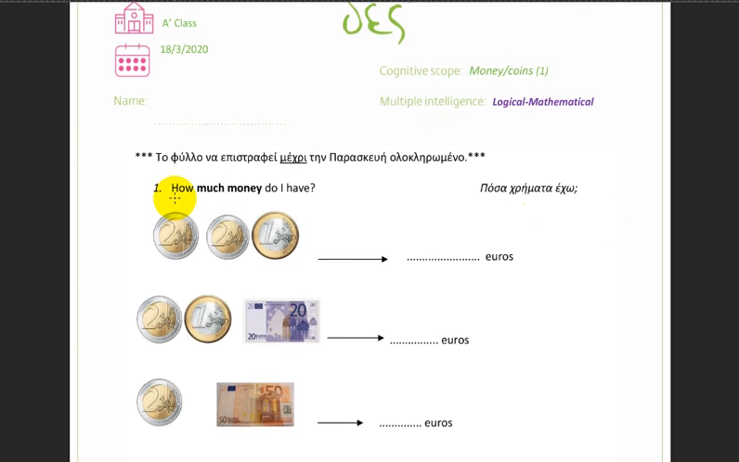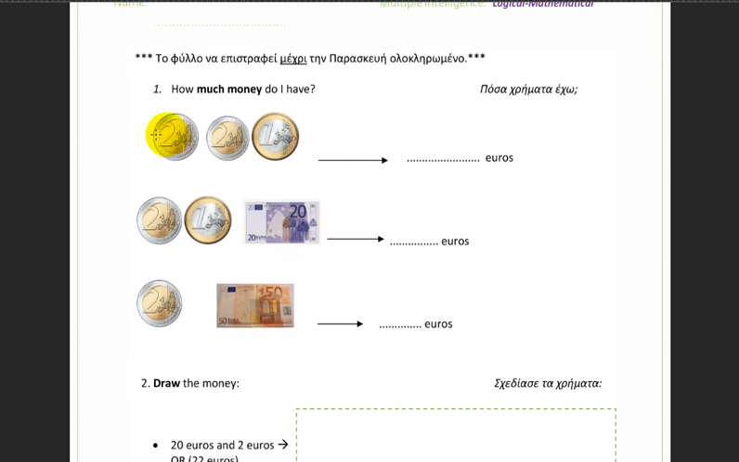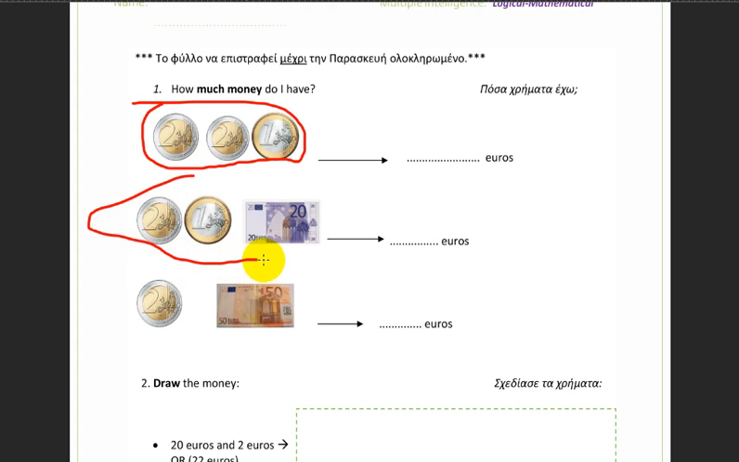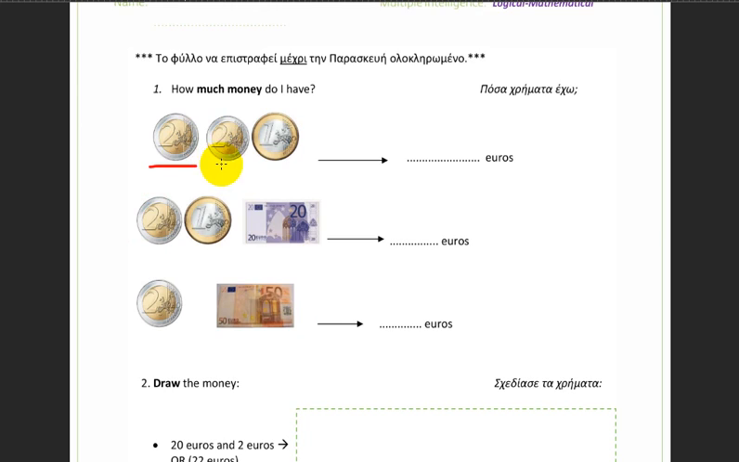The first question says, how much money do I have? So I basically have to find how much money is represented in each of these images. So here, here, and here. First one is 2 and 2 and 1. Well, 2 and 2, let's draw it like this. 2 and 2 makes how much? If you count from 2, you count another 2, you'll get 4. 4 and another 1, how much? Makes 5. So that's 5 euros.